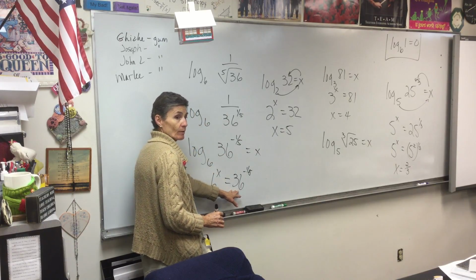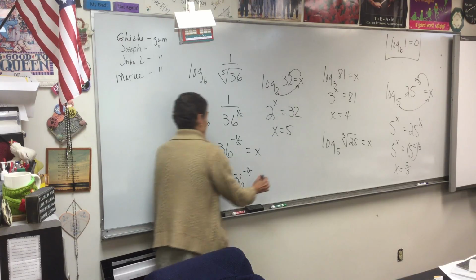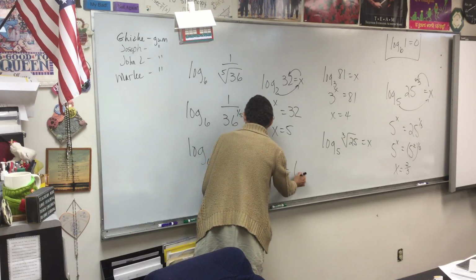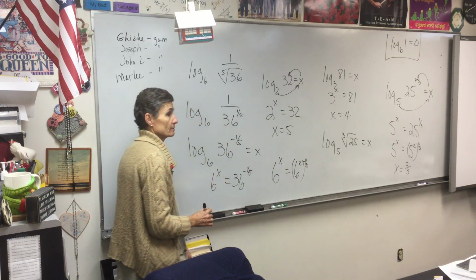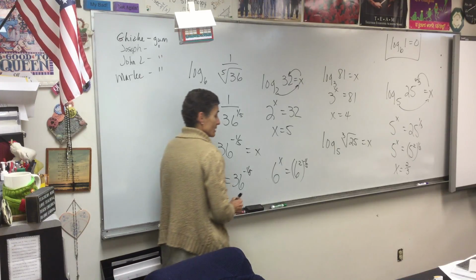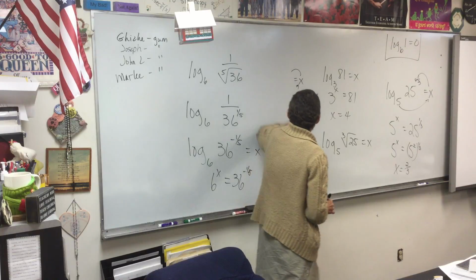Somebody's got the answer already. What's 36? That's 6 squared. So we have 6 to the x equals 6 squared to the -1/5. So what does x equal? -2/5. Very good.